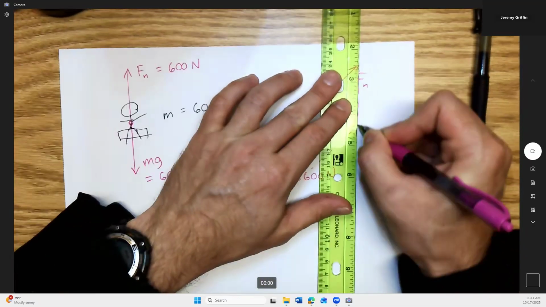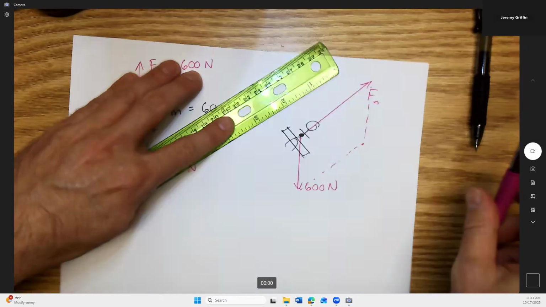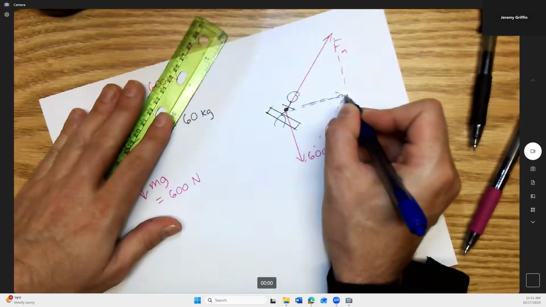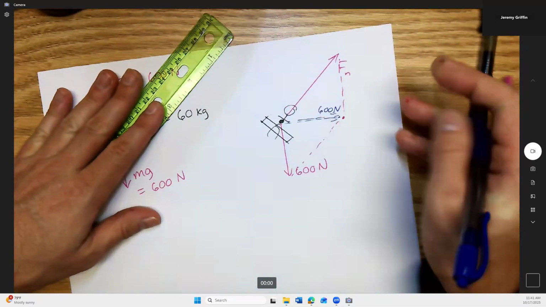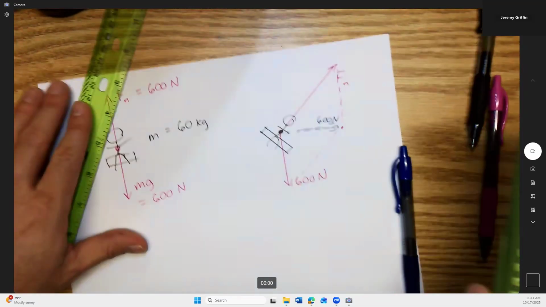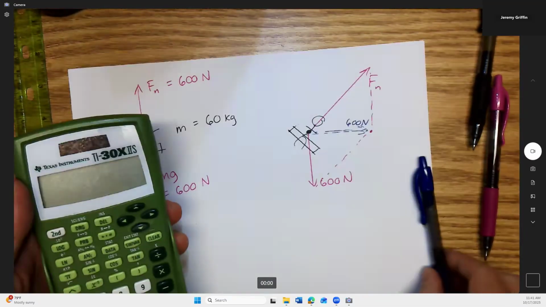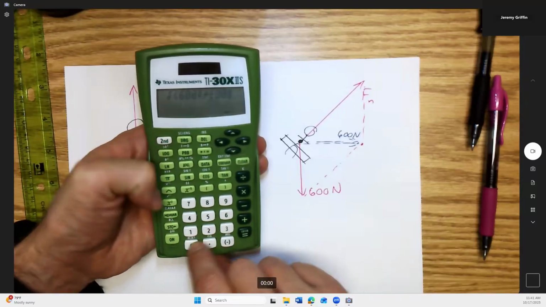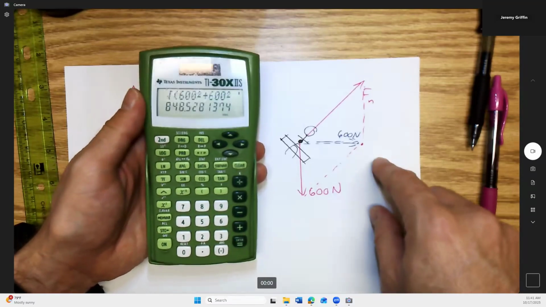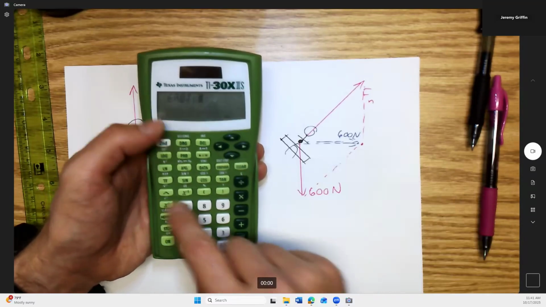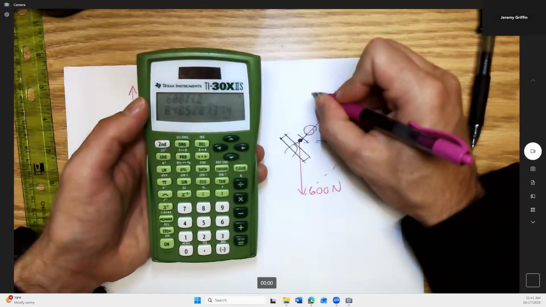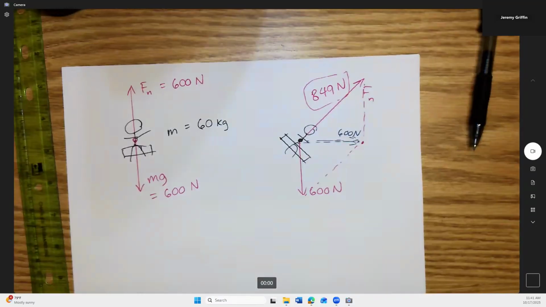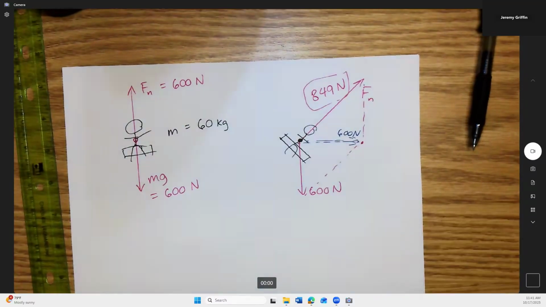I know we're getting short on time, but I'll finish this real fast. If you add these tip to tail, I'll use a parallelogram. I don't do that very often. The net effect right here would have to be 600 newtons. Guys, if this is 600 and this is 600, can you do some trigonometry and figure out the reading on the scale? Is it Pythagorean? 600 squared plus 600 squared, square root, which by the way is the same thing as 600 square root 2, or 849 newtons.